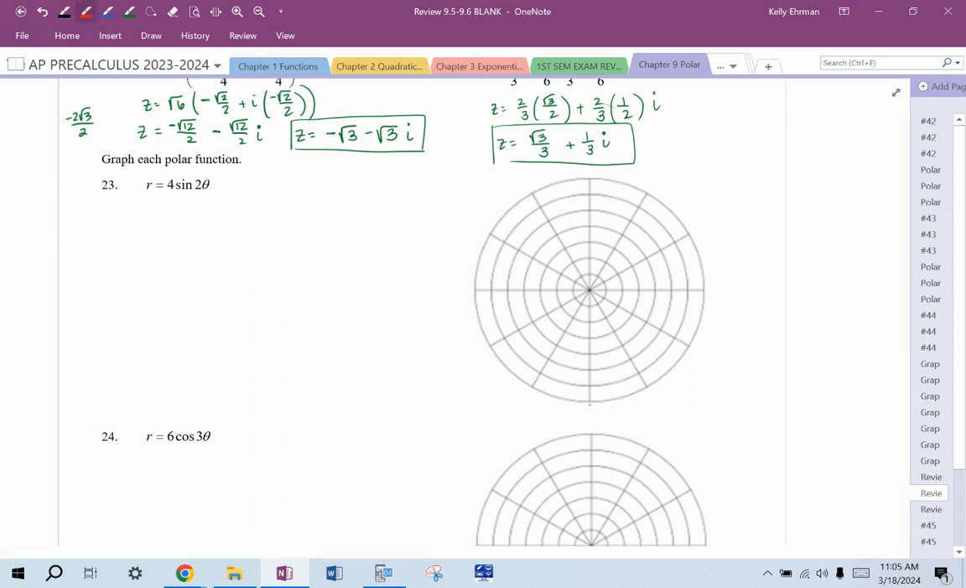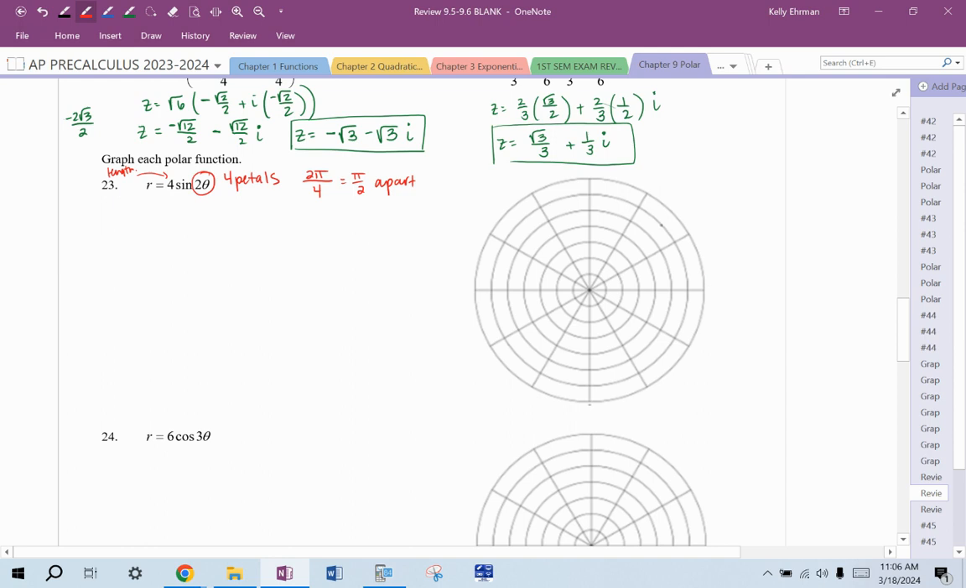So we have 4 sine of 2 theta. So the 2 theta tells me that's an even number, so we have 4 petals. The 4 that's out in front tells you the length to the end of each petal. And if there are 4 petals around a full circle, 2 pi, if we divide that by 4, we can find that they are pi over 2 apart. Meaning from the end of each petal to the next, you should rotate pi over 2.